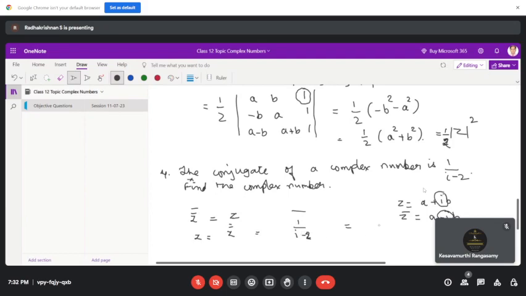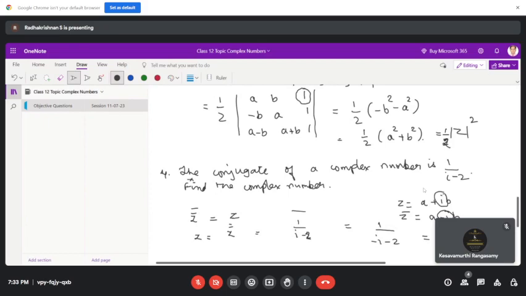conjugate of this as 1 by, instead of i, you put minus i, minus 2. Okay? So you simply put i equal to minus i. So this will be your result. This will become minus 1 by, on simplification, minus 1 by i plus 2. So that option is there, right? Yes, sir. Minus 1 by i plus 2. Okay, so let's look at the next problem.